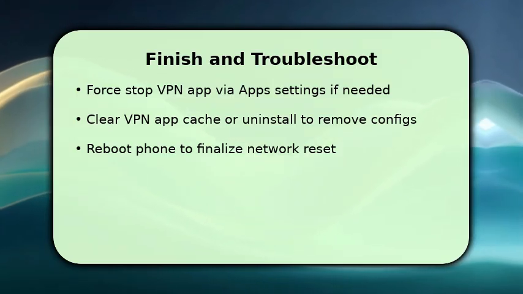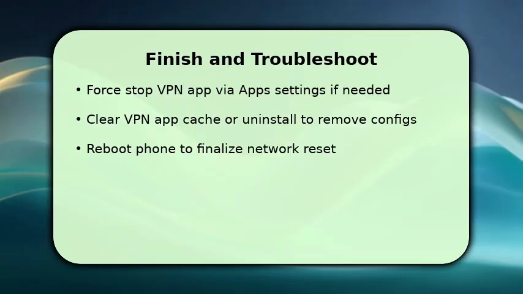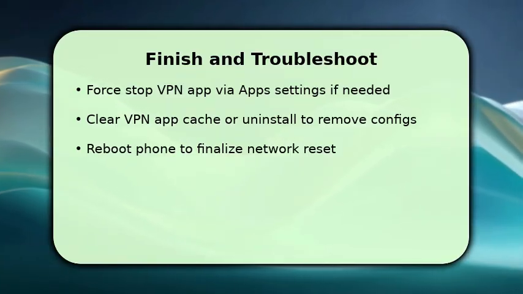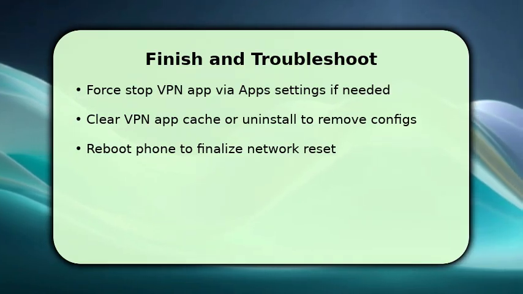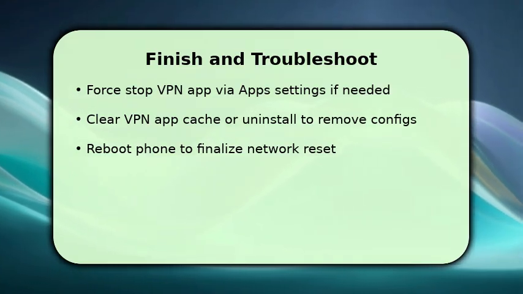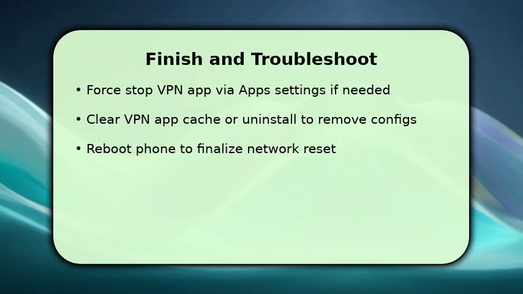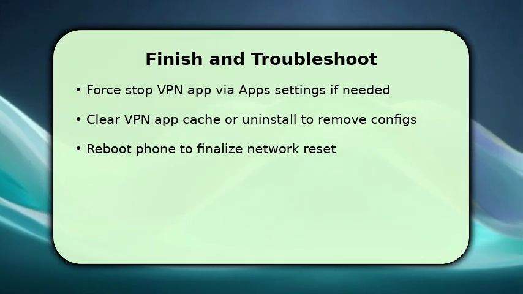This removes persistent connections. Make sure to clear the app cache if you intend to keep the app but stop AutoConnect. Finally, reboot your phone to reset network stacks. If problems continue, one troubleshooting tip: toggle airplane mode on for 10 seconds.